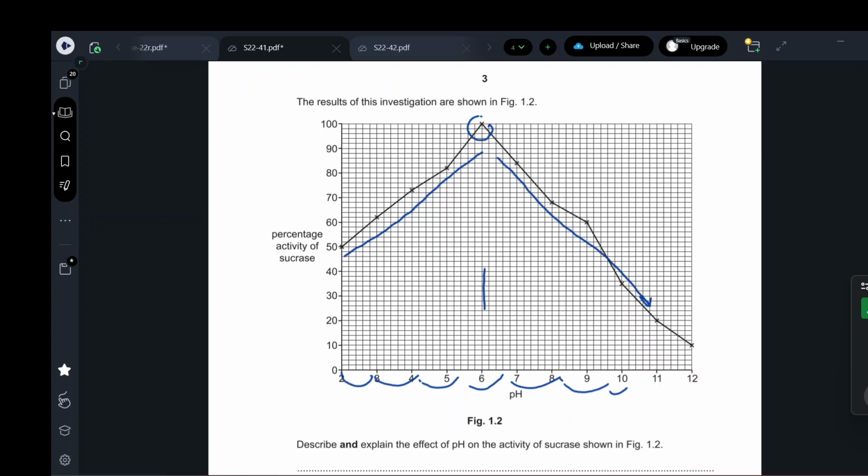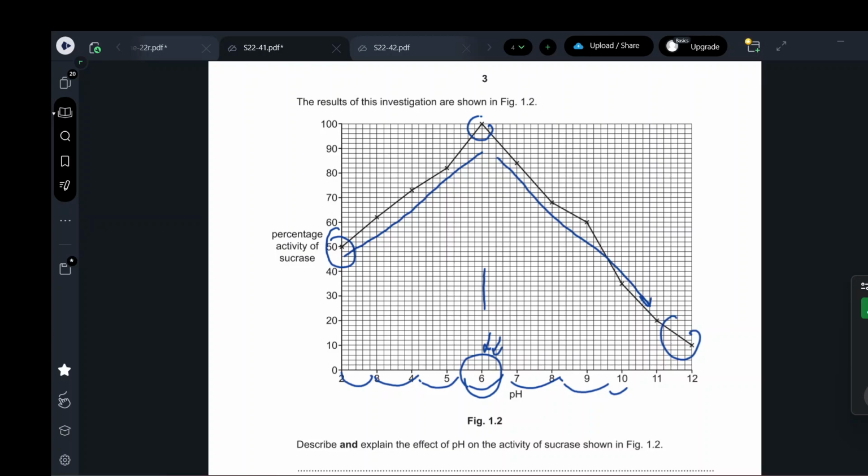What about the explanation? At pH 6, why is there maximum activity? Because this is the optimum pH. So what about extreme pHs? The optimum is at 6. If you're talking about pH 2 or pH 12, there is less activity. Why is there less activity? Because the enzyme starts to denature, loses its shape, loses its active site, and cannot fit the substrate anymore.